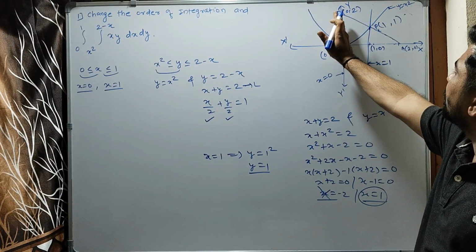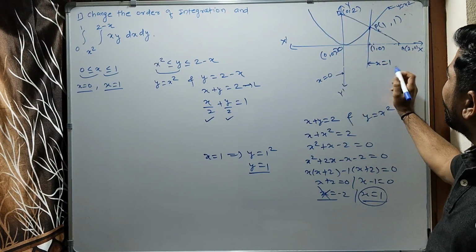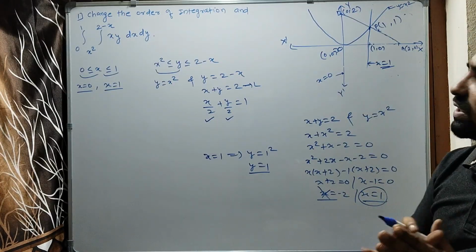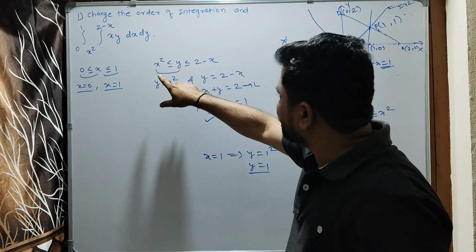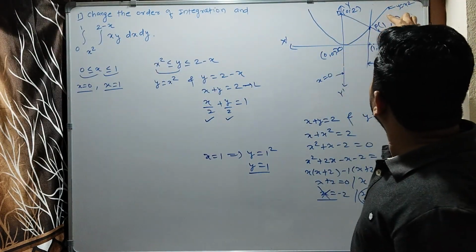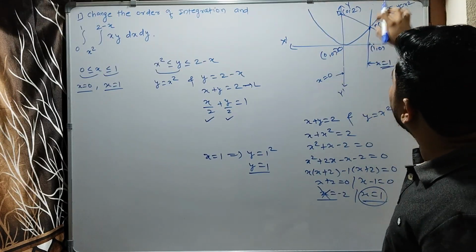So for x, from x equal to 0 along the y-axis to x equal to 1, up to this line. This is my line. So from the y-axis to x equal to 1, this is my region along x, with respect to x. Now y equal to x square: this is the graph of y equal to x square.